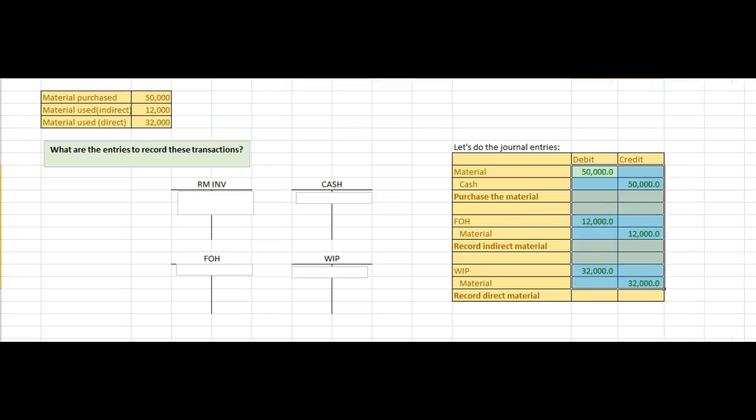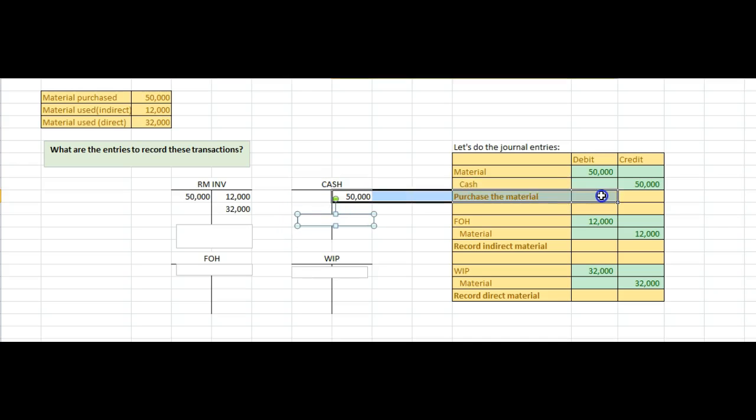So let's see what this looks like in T accounts. So here's our raw materials inventory. We bought it. Here's our cash entry where we credited it. See that? And now let's look at factory overhead. This is where we've removed it from the inventory and put it into factory overhead. And this last entry is where we've taken the direct materials and put it into work in process.